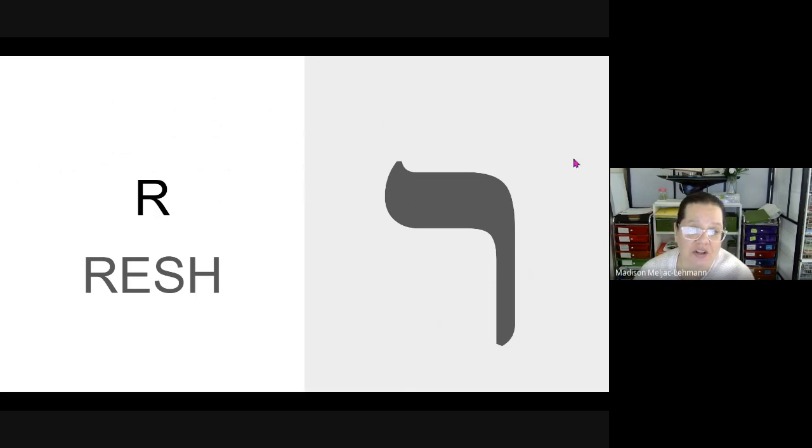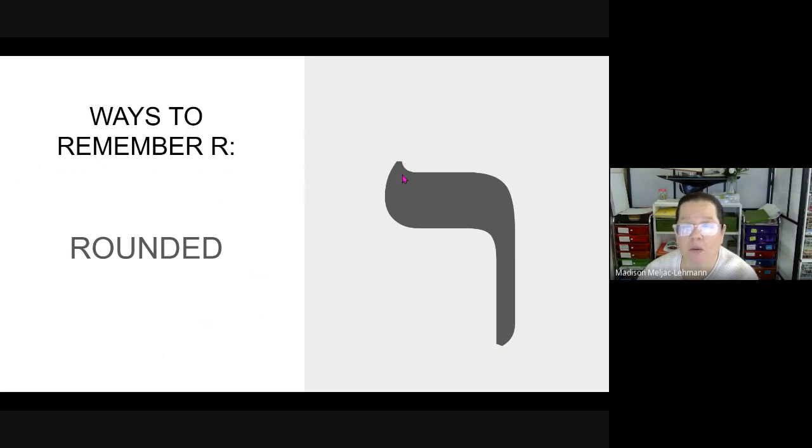Here's our Resh. So our Resh has this little kind of curvy down. And if you look at Resh, it actually kind of looks like a backwards R. If you flip it over, kind of looks like one of our R's. So how to remember Resh? Well, Resh is rounded. Resh is also reversed. So I didn't write that down, but Resh is rounded and Resh is a reversed R.